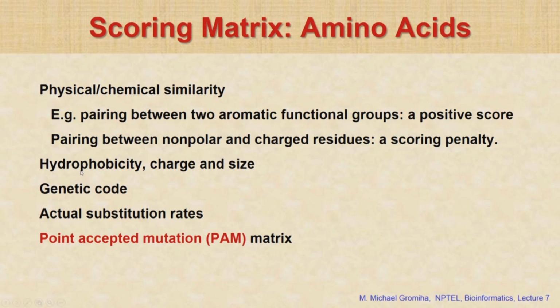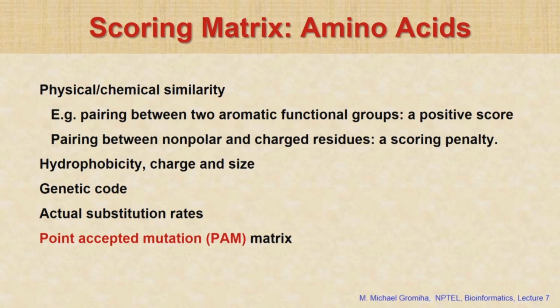And we also compare hydrophobicity or charge as well as size. For example, alanine and serine are similar in size. So, if you compare the size, they are similar, right. Accordingly, you can align the sequences and give the score. Then we also discussed the genetic code, how to give a score based on the genetic code, the number of mutations in the DNA, then the codons, how many mutations in the codons. From the type of mutations in the codons, we can give weightage based on the genetic code.